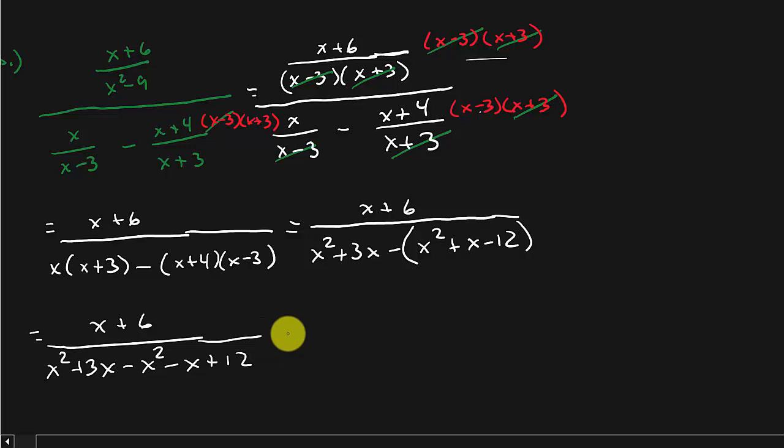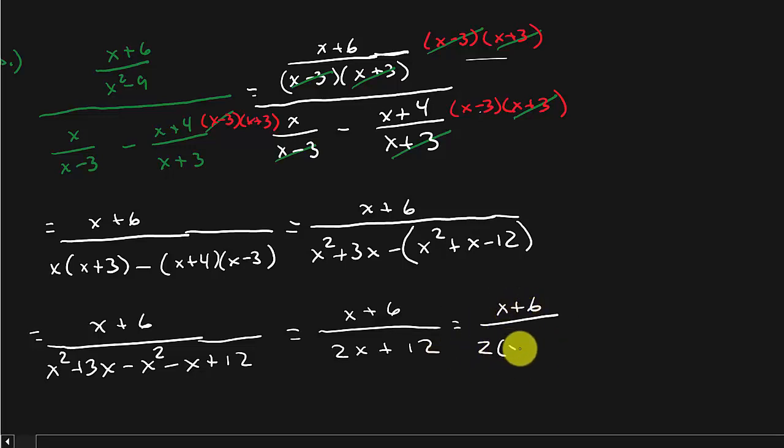And so what do we have? Combine like terms. That's x plus 6 over 2x plus 12. All right. Let's see if it reduces. Can't forget to do that. X plus 6 over 2 times x plus 6. Look at that. Cancels. And so we're left with 1/2.